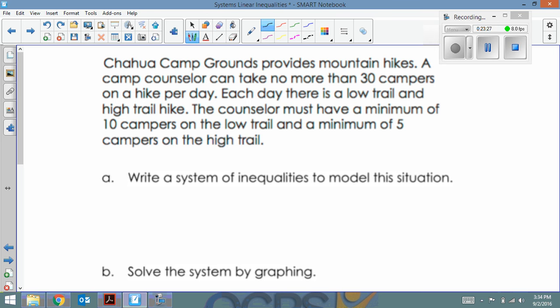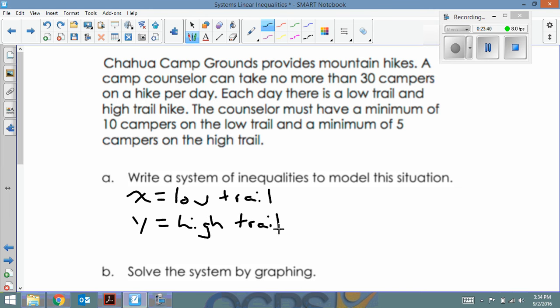Okay, so we're going to set x as our low trail and y as our high trail. Okay, we know that total between the two trails, they cannot take more than 30 campers. So I'm going to write that as x plus y is less than or equal to 30 per day.